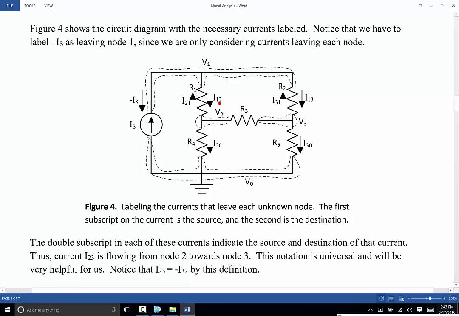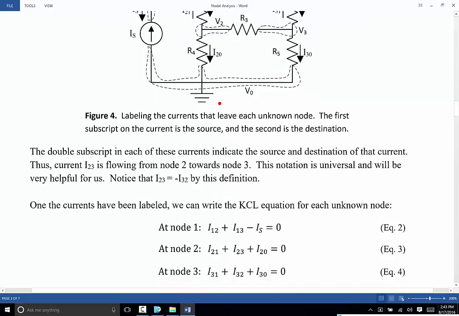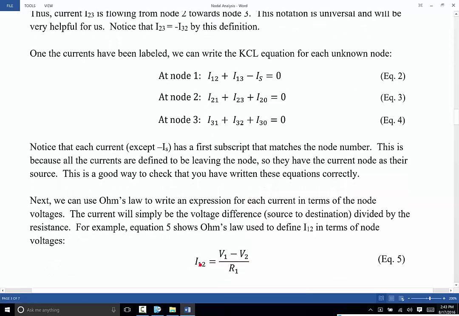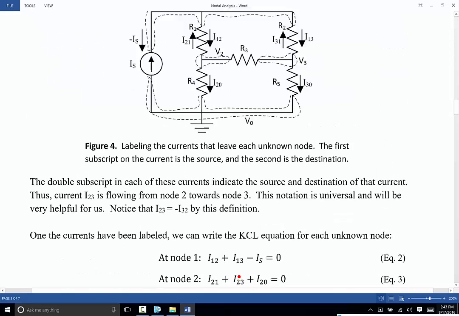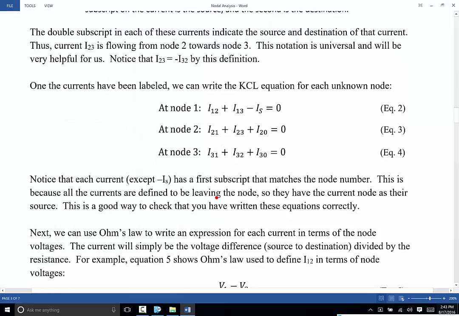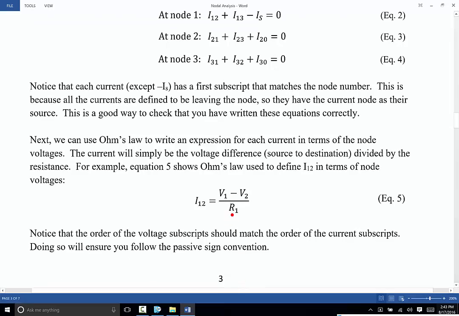So we use Kirchhoff's current law first to write a set of three equations. And now we're going to use Ohm's law to replace each element of those three equations. So I sub 1, 2 is V1 minus V2 over R1. Notice that the subscripts 1 and 2 match these subscripts 1 and 2 because they have to be the source and the destination. You have to look on the circuit diagram to figure out which resistor goes here. But if I scroll back up here, you can see that between nodes 1 and 2 is the resistor R1. So you have to look at the circuit diagram to figure out which resistance goes in each denominator.